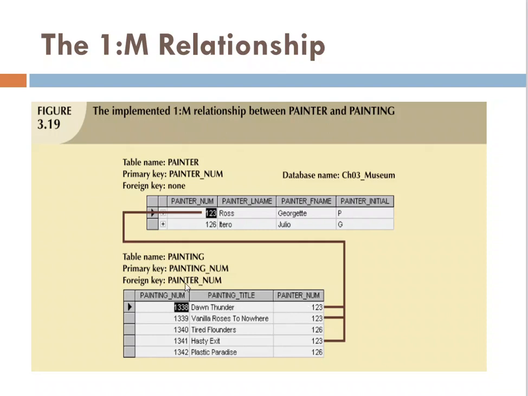Kalau kita nak letakkan painting number di dalam table painter untuk dia menjadi foreign key, tidak sesuai. Kenapa? Sebab seorang pelukis boleh melukis lebih daripada satu lukisan. Jadi kalau kita letak painting number sebagai foreign key tak sesuai, sebab satu pelukis ada lebih daripada satu painting. Okay, hope you can see the effect. Kenapa kita letakkan painter number sebagai FK dalam table painting, bukannya painting number di dalam table painter.